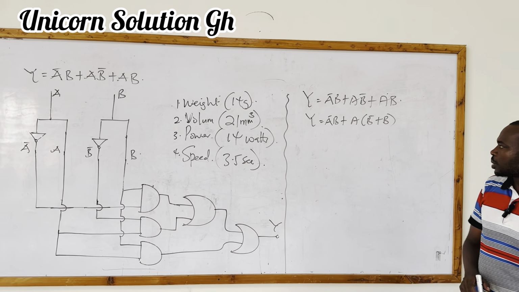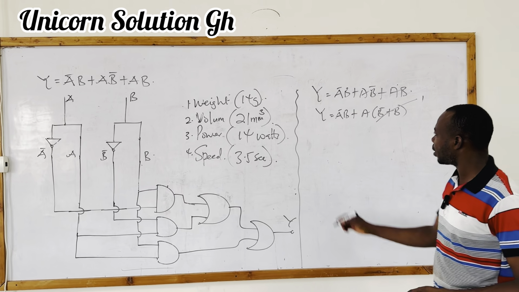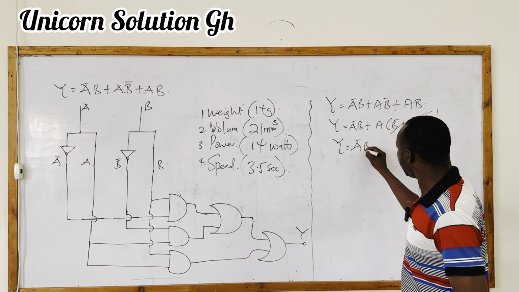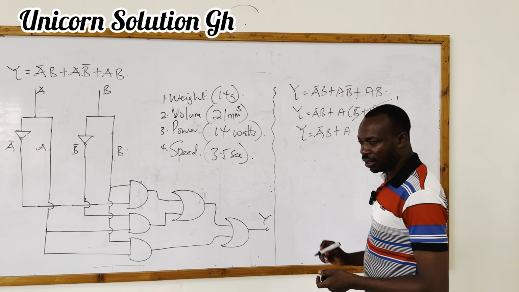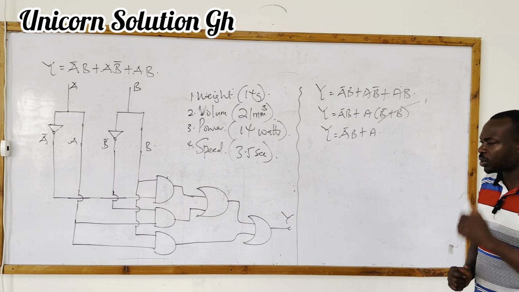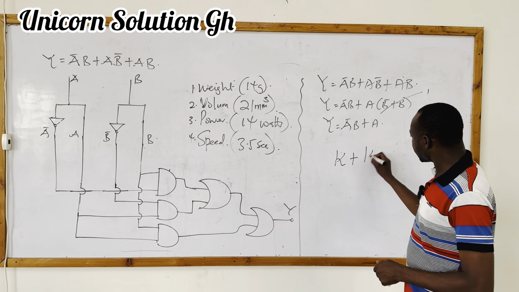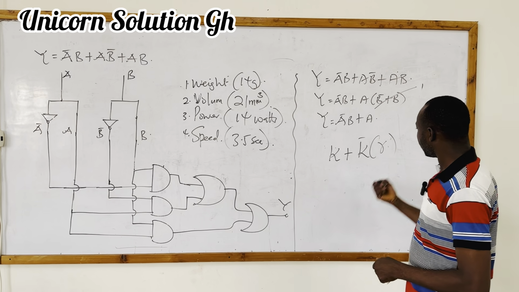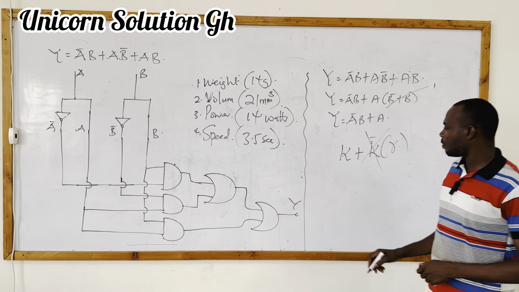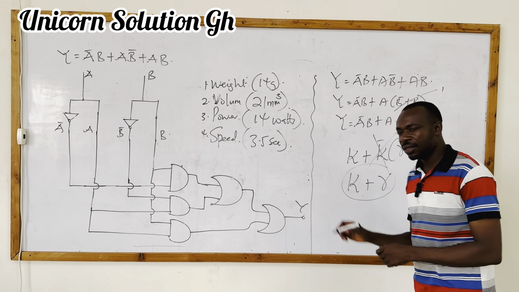But in digital electronics, or in Boolean rules, one of the rules tells us that this one will give us 1. So finally, I can have y equal to A B plus what? A. We meet another rule, which also tells us that if I have k plus k bar multiplied by anything like gamma, then this one becomes insignificant. So the whole thing becomes k plus gamma.